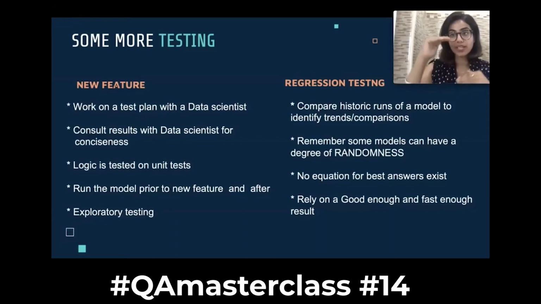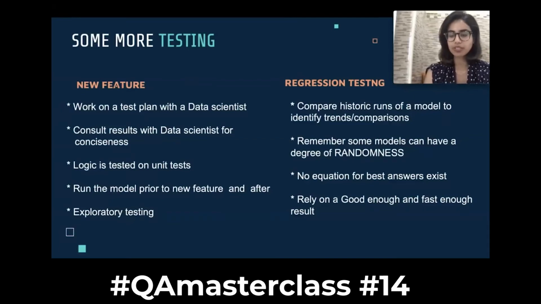But if they're way too different, then you need to make sure you mention this to your team, and you can actually deep dive further with the data scientists and see what actually went wrong and if we can actually release on it. Remember, some models can have degree of randomness, so some areas would be expected to be random. Don't worry, deviation doesn't mean negative at all. If you have thresholds, it can still go ahead if accepted. No equation for the best answer exists, and rely on a good enough and fast enough answer.